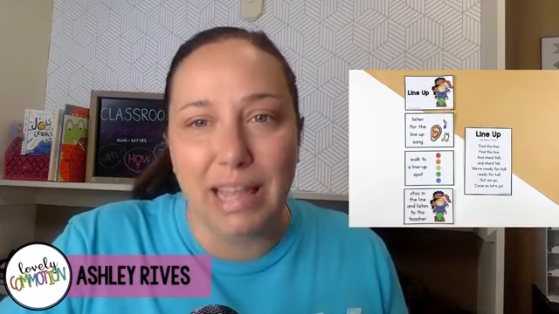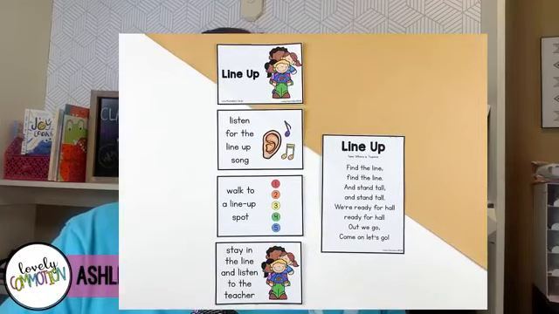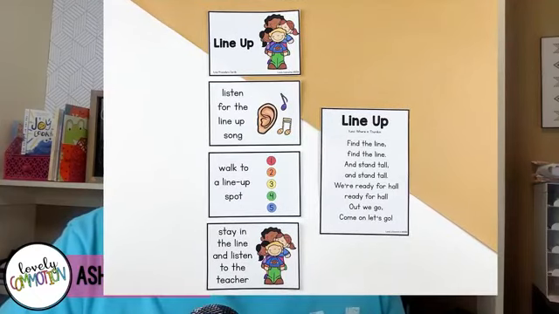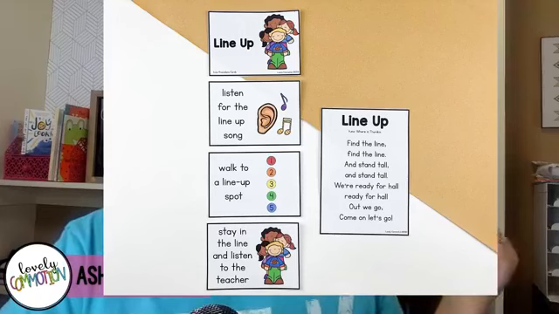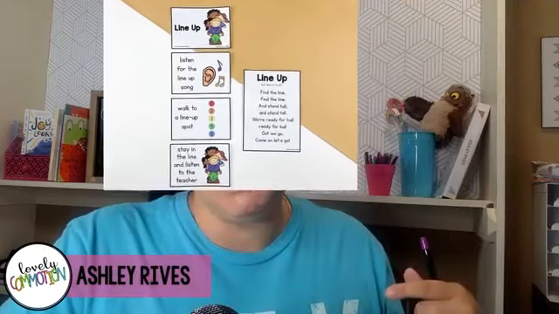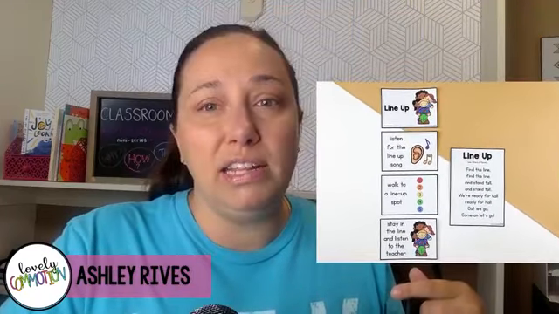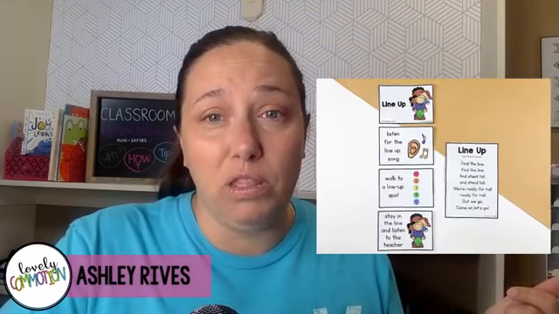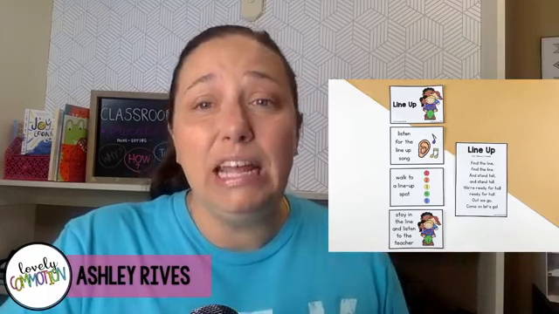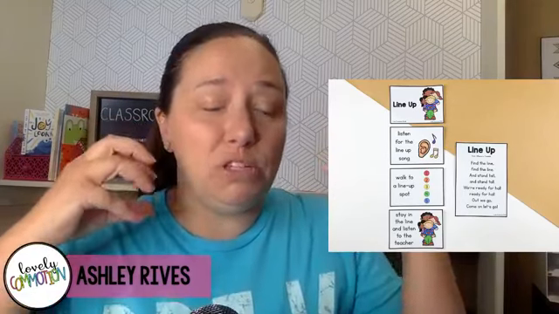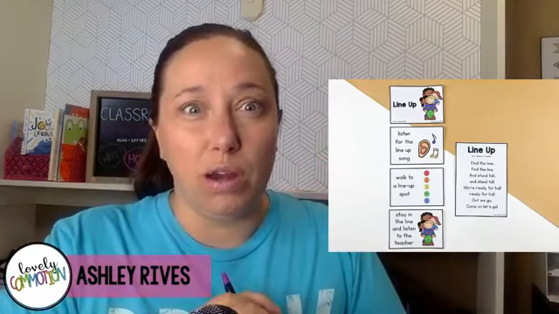And so this lineup song, let me see if I can make it bigger for you, is to Where's Thumpkin? Find the line, and stand tall, we're ready for the hall, out we go. Come on, let's go. And so once they hear that, they know that it's time to line up and we're going to be going in the hallway. And just by adding that auditory piece, it really helps some of our kiddos who are auditory learners.